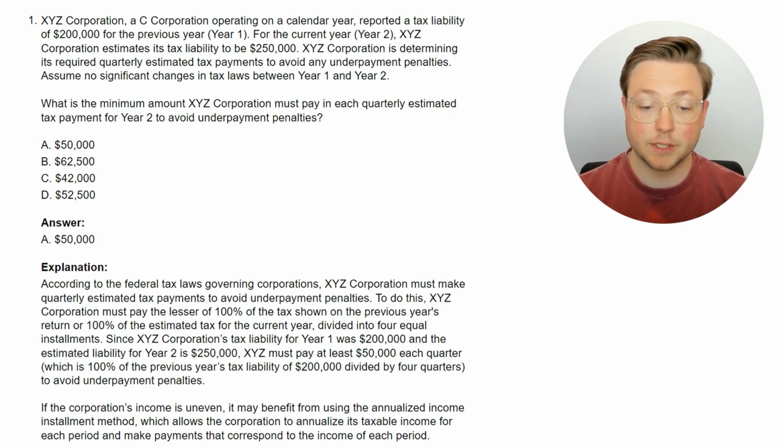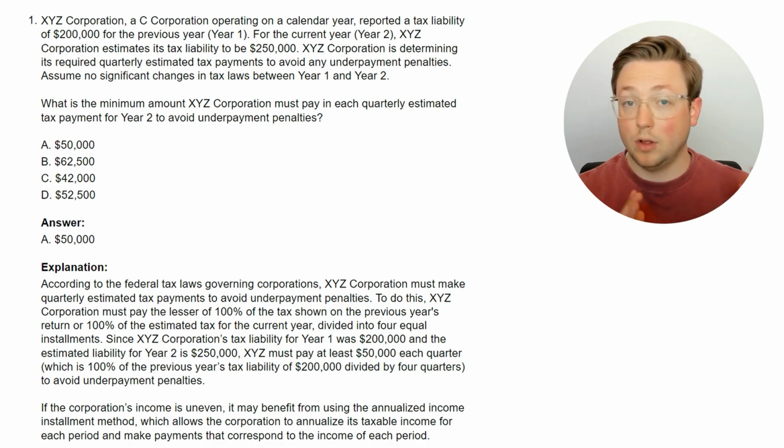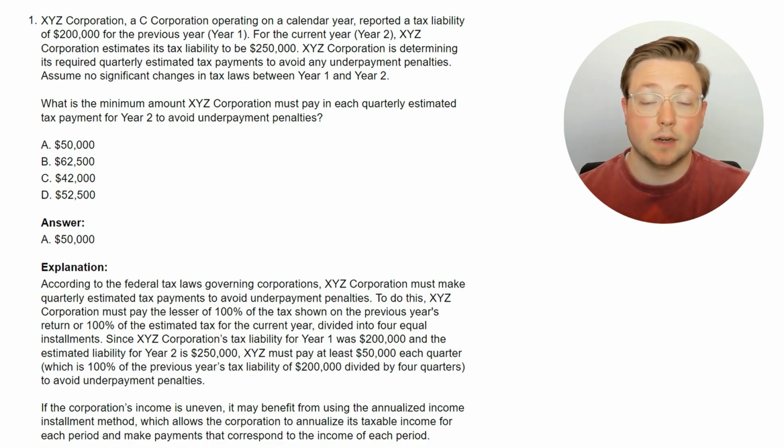And one more thing here, if the corporation's income is uneven, such as they have a lot of income in one time of the year and very little income in another time of the year, it may benefit from using the annualized income installment method, which allows the corporation to annualize its taxable income for each period and make payments that correspond to the income of each period. However, this probably isn't something you'll need to know too much about for the CPA exam, but I did want to throw it out there that that is a possibility for C corporations who have a lot of income in one time of the year and then not so much in another time. They can annualize it so that they pay a lot during that time of the year and maybe less at another time of the year.